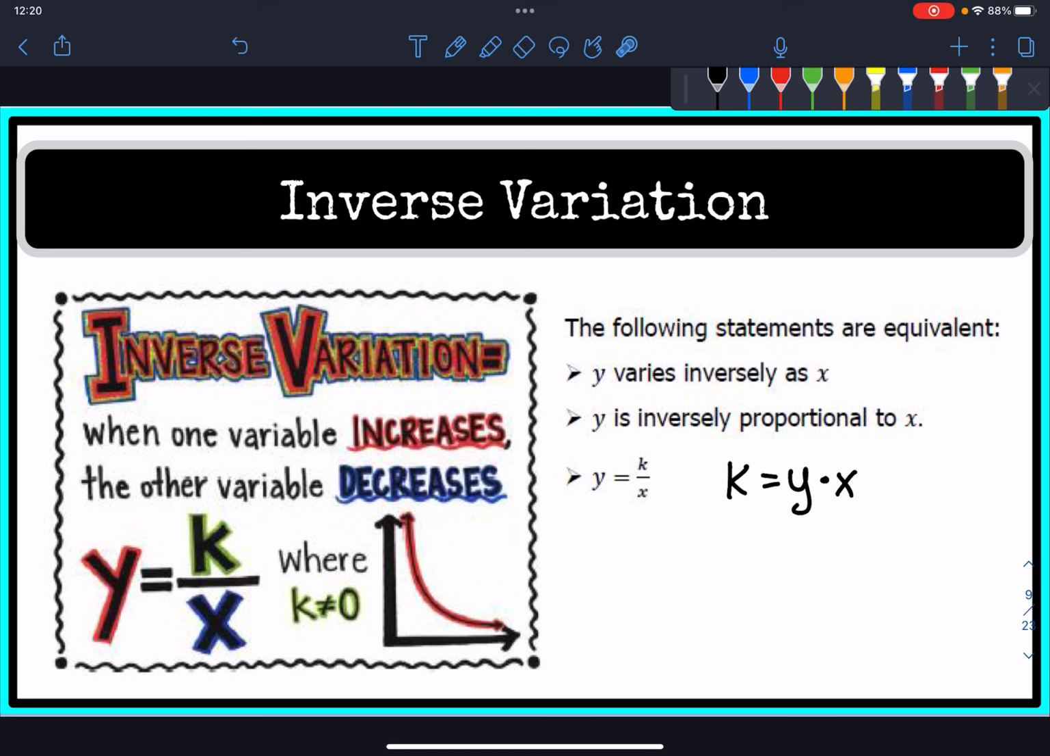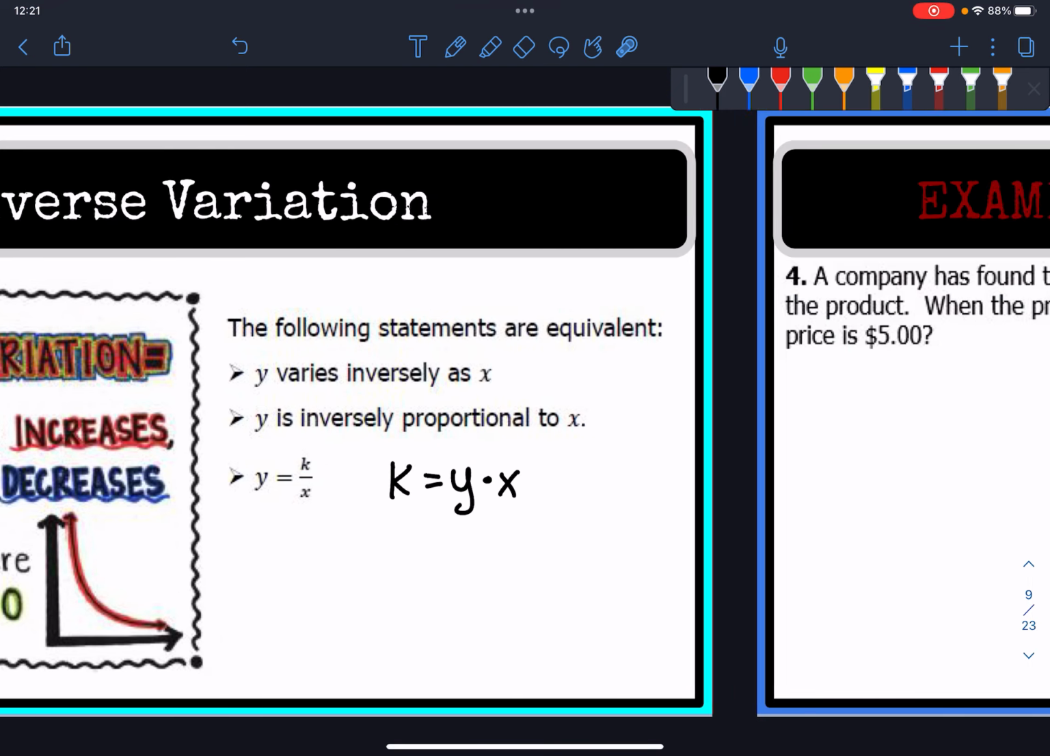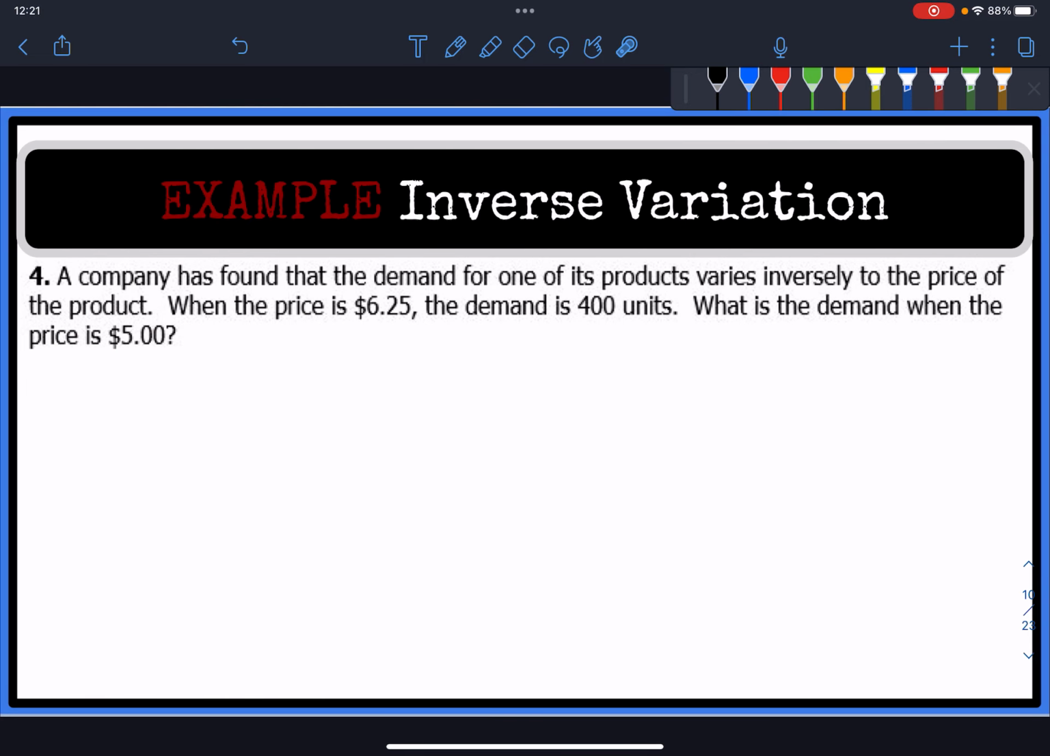So to solve real world models using inverse variation, we again have to first figure out what the value of k is, plug that in, and then using that formula with the k, we can evaluate and solve a real world model situation like the one right here. Here, I want to figure out demand when the price of a product is $5. So I first have to look at the relationship between the demand of the product and the price. A company found that the demand of one of its products varies inversely to the price of that same product.